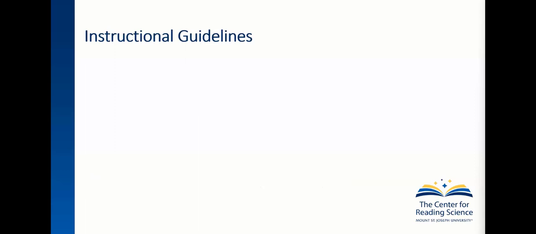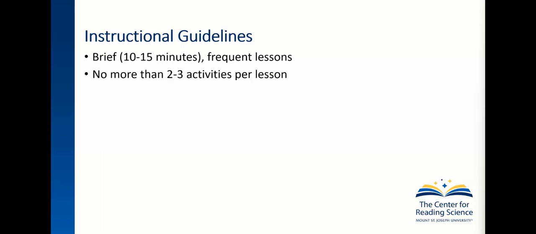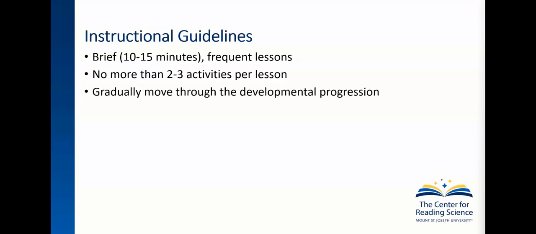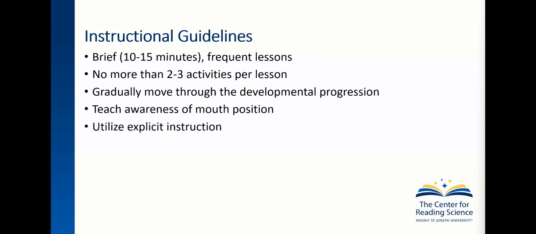When we consider instruction in phoneme awareness, keep in mind that lessons should be brief and frequent. They should include no more than 2 to 3 activities per lesson. We gradually move through the developmental progression. Remember, the goal is proficient segmenting and blending of phonemes by the beginning of first grade. We also focus on the oral production of sounds and words. It's critical. Teach the awareness of mouth positions. We know that explicit instruction is critical and that students require immediate and specific feedback.